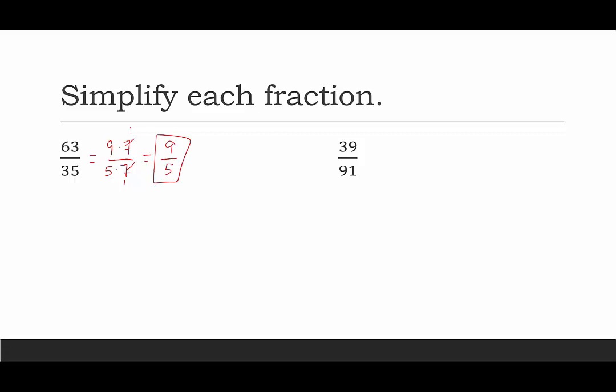And our last example, we have 39 over 91. Yikes. 91 is kind of an interesting, weird number. Eek. It's not divisible by 2 or 3 or 5. So again, what I might do is look at the prime factorization of 39 to see if I can figure out a factor of 91. 39 is 3 times 13. And I know 3 doesn't go into 91, but does 13?